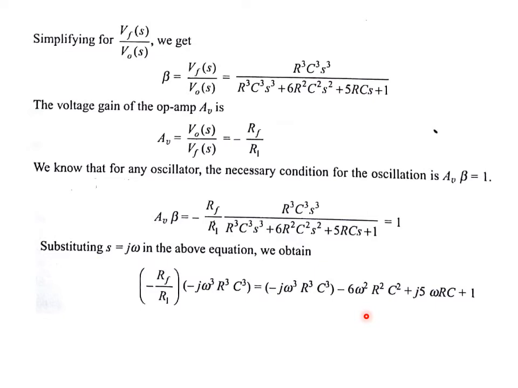Now our ultimate aim is to equate the real and imaginary parts on both sides. On the left hand side, the real part is 0. Whereas on the right hand side, what is the real part? Minus 6 omega squared R squared C squared plus 1. So you can write minus 6 omega squared R squared C squared plus 1 is equal to 0. Similarly, you can equate the imaginary parts. What is the imaginary part on the left hand side? Minus Rf divided by R1 multiplied by minus, so it will be Rf divided by R1 into omega cubed R cubed C cubed. On the right hand side, if you take j as common, the imaginary part will be minus omega cubed R cubed C cubed plus 5 omega RC. So we have to equate the real parts and imaginary parts.